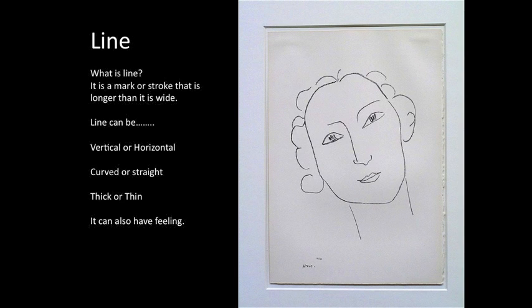So what are the elements of art? There's actually 5 elements of art, the first of which is line. Without line, or a mark or stroke that is longer than it is wide, you can't really have any sort of image. A line can be both vertical or horizontal. It can be curved or straight, thick or thin. It can have a feeling. You can have a diagonal line, you can have jagged lines, you can have curved lines. That is the first element.